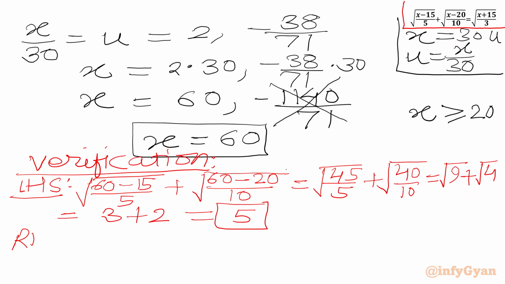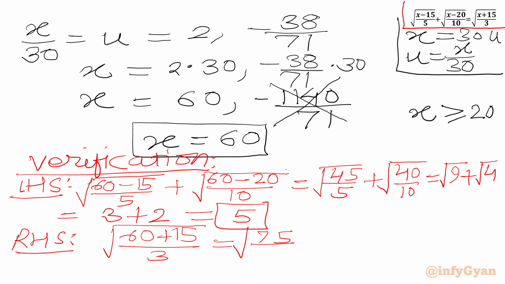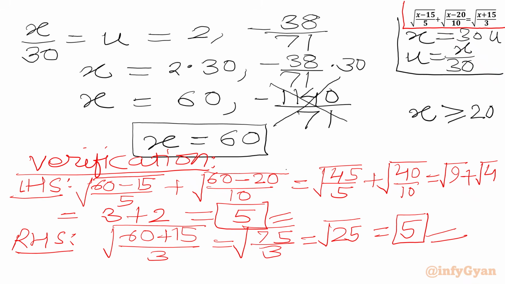Now we will find RHS by plugging in x equal to 60, and RHS is square root of x plus 15 over 3. So we will write 60 plus 15 over 3. 60 plus 15 is 75. The denominator is 3. 75 over 3 is 25. So square root 25, and this is equal to 5. LHS equal to RHS. Hence our solution x equal to 60 is true and verified.